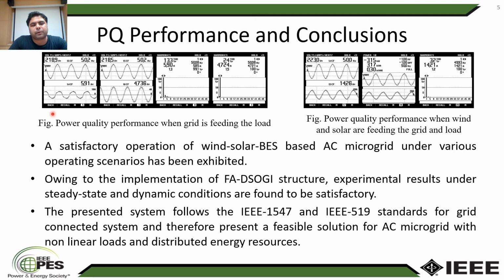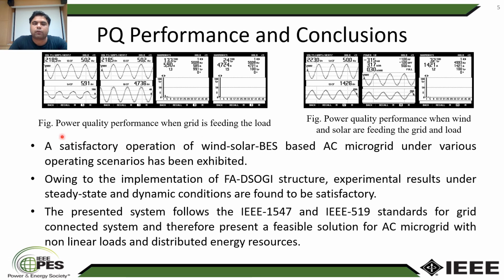The power quality performance is shown over here. Here we can see that the load current THD is 13.3%. Still the grid current THD is 2.4%, which is possible due to the implementation of the FA-DSOGI structure. Moreover, we can also see that when both wind and solar are feeding, the grid current THD is 3.2%, which is well within the IEEE standards.